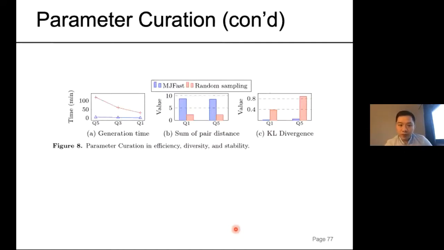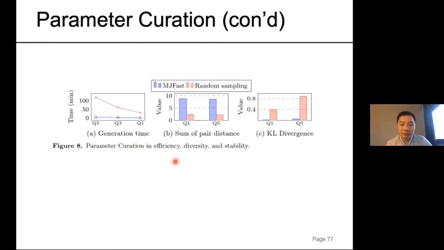So we have compared our MG-fast algorithm with the random sampling method. First of all, we generate the parameter faster than the random sampling. The reason is that our method only computes the result size for base dimensions, whereas the random sampling will compute the whole space of the size vector.